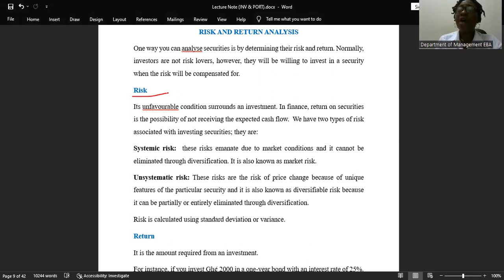Okay, all right. We have two types of risk: systematic risk and unsystematic risk. The other name for systematic risk is market risk. These are risks that happen in the market, and there is nothing you can do to get rid of or minimize that risk. So we cannot minimize this risk through what? Diversification. Then we have the other one, which is unsystematic risk. This risk affects a particular investment, and it can be minimized through diversification.